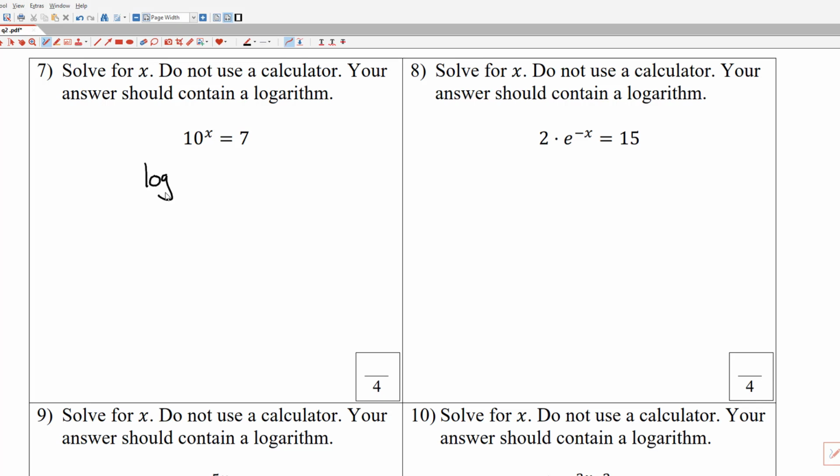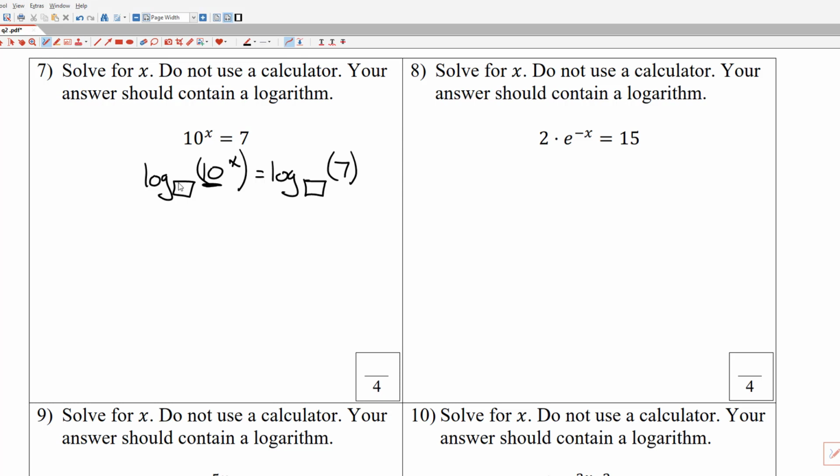If I take the log, and you get to choose the base here, I'm going to leave that blank for now, of 10 to the power of x. If I do that to the left-hand side, I must do it to the right-hand side as well. So it's going to be the log of that same base of 7. And you want to choose the base so that matches this base because the properties work out really nice.